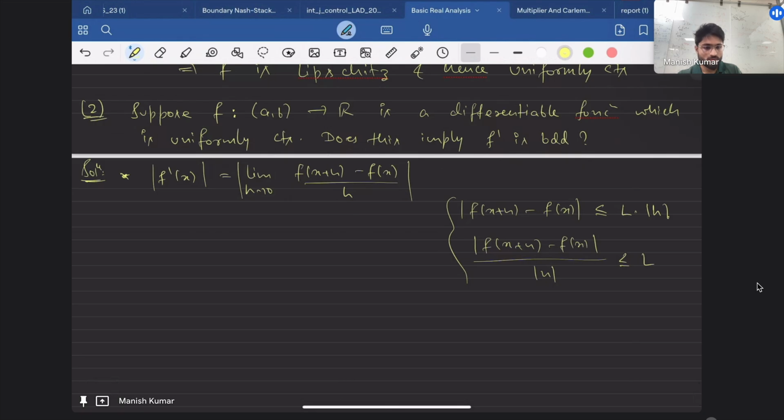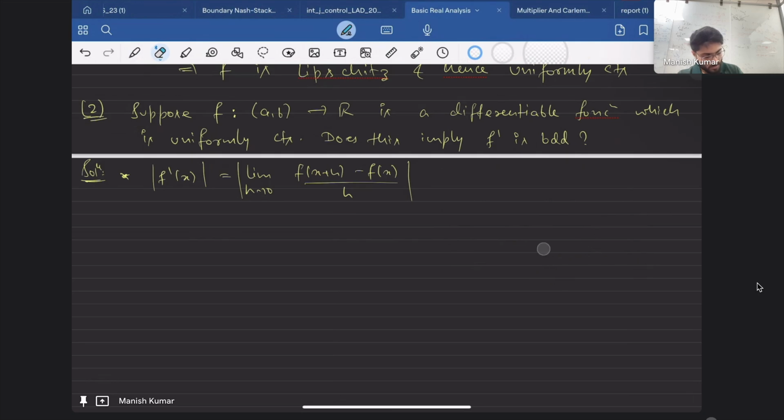Yes, this is true for all h. Okay, and then we can substitute it, so the limit is always going to be bounded by L. So for Lipschitz I think you can say, but for uniform continuity you don't have this kind of thing. This need not be.